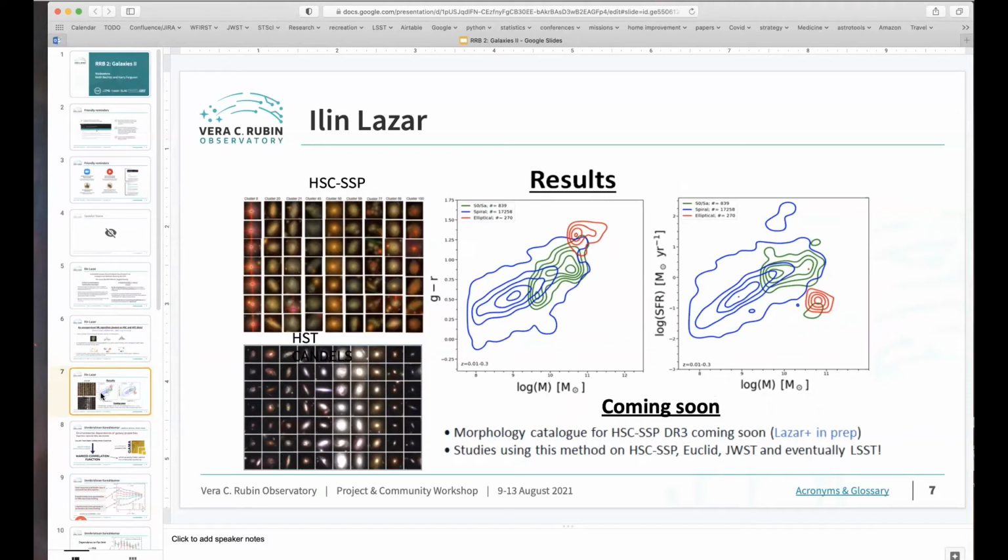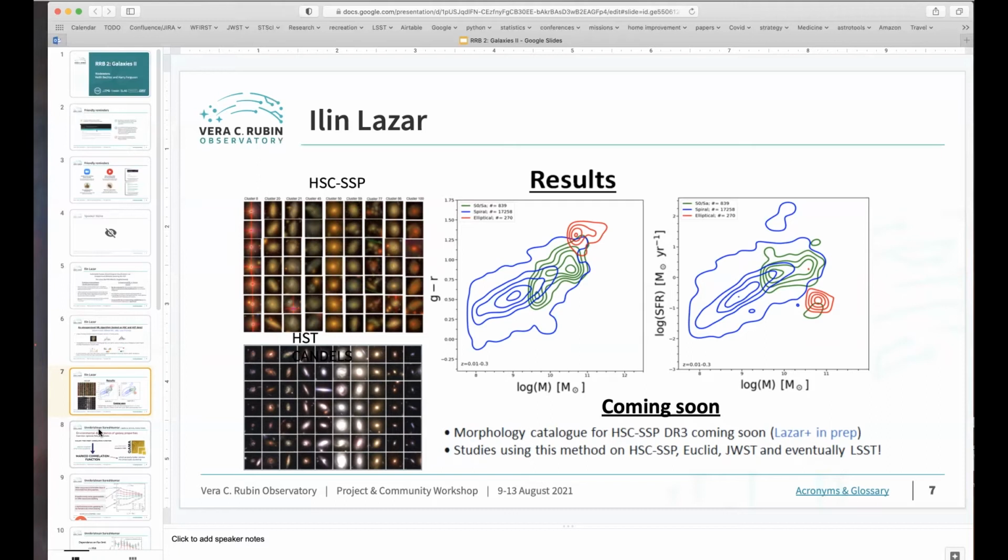To the left, we have used the algorithm on HSC and HST CANDELS data. And we can notice that the code is able to distinguish between more general morphologies such as ellipticals and spirals, and can go into even more detail, looking at clumpy disks or even higher redshift mergers. To the right, we prove the accuracy of the algorithm by retrieving some already known trends of color-mass and size-mass relations for S0s, spirals and ellipticals.